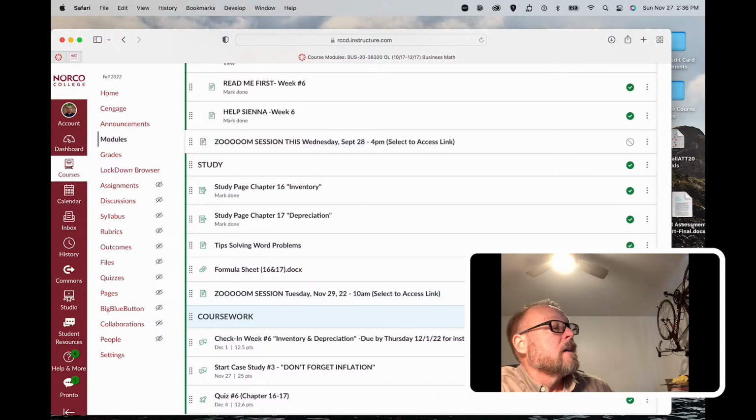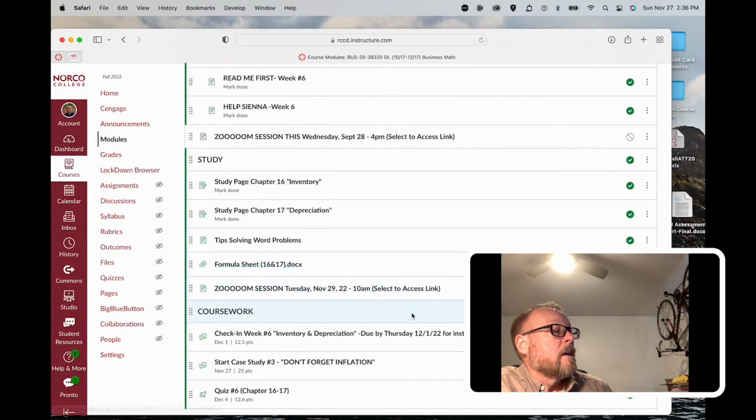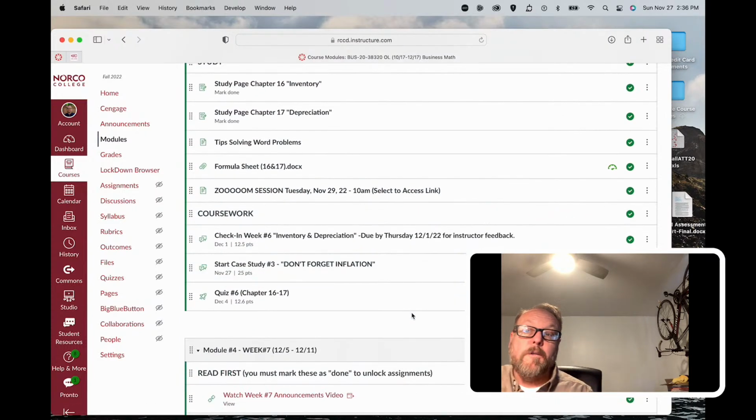16 and 17. And then we do have the Zoom session on Tuesday where I'll be going over a few of those. We do have a formula sheet as well. And then the actual coursework for this week, of course, is your check-in assignment number 6 on inventory and depreciation. And so there will be questions in there on helping Sienna solve inventory problems and depreciation problems.